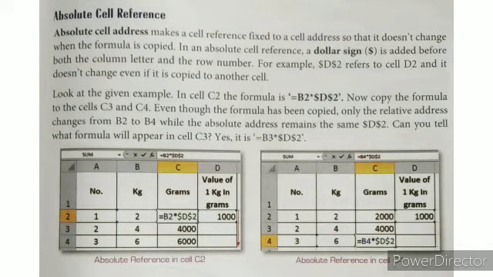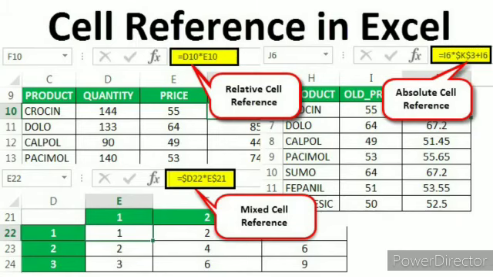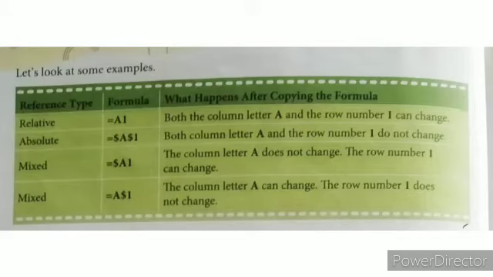Third is mixed reference. Mixed reference is a combination of relative reference and absolute reference. Students, now see this table. In relative, I have written A1. When you copy it into another cell, the address will be changed. In absolute, I have used the dollar sign before the column name and before the row number. In mixed, I have used the dollar sign before the column name and I have not used it before the row number. This is an example of mixed in which we use both relative and absolute.